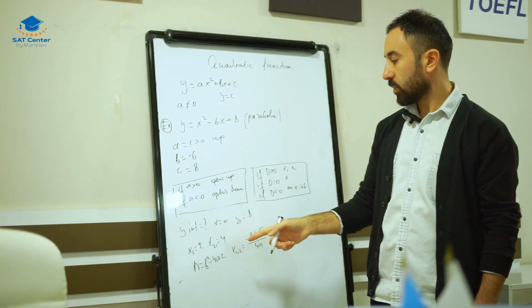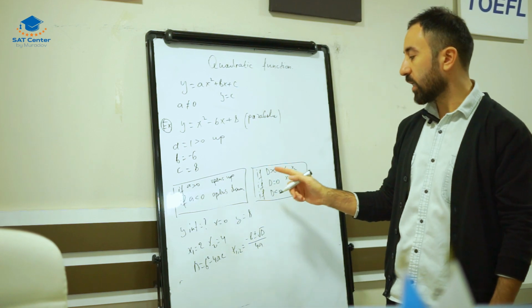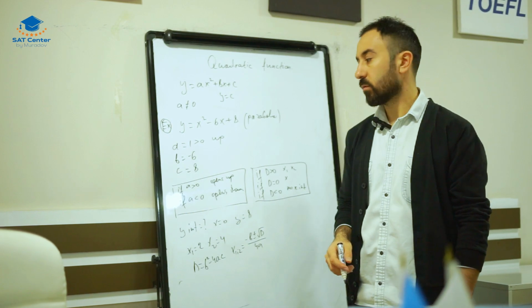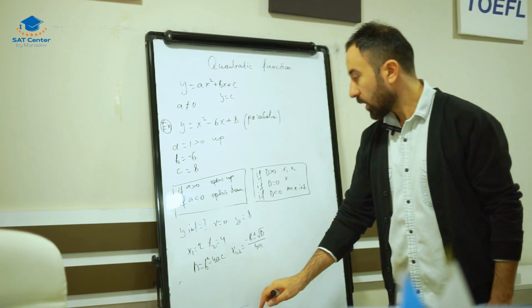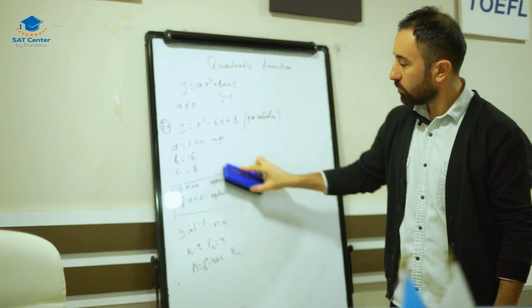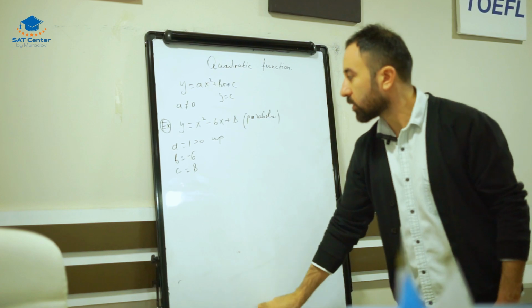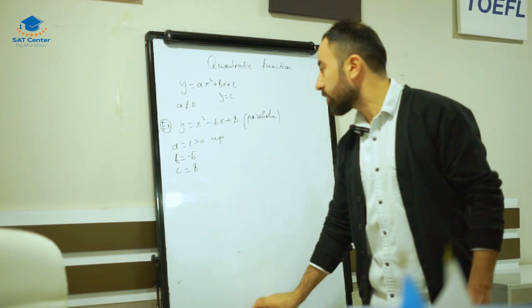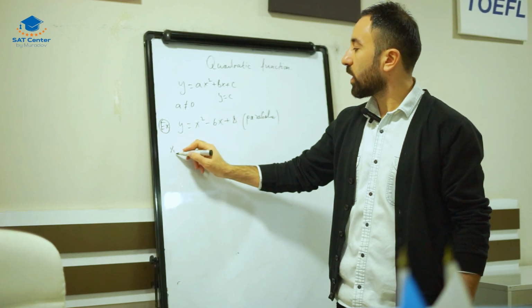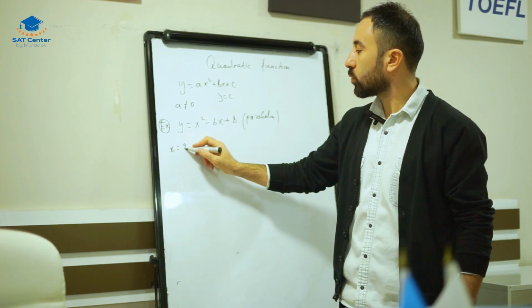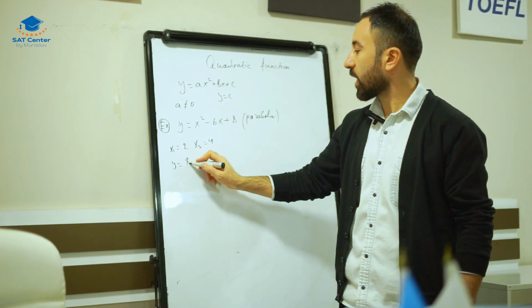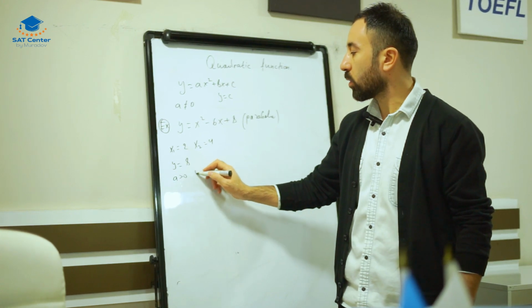Parabola opens up. It has two x-intercepts, 2 and 4. It has y-intercept, 8. Let's sketch graph of this function. I will erase this part for enough space. In this example, we said that x1 is 2, x2 is 4, y-intercept is 8, a is positive, so parabola opens up.